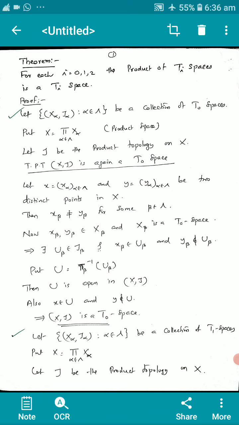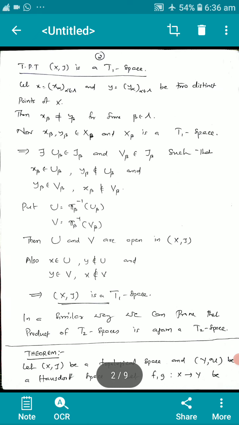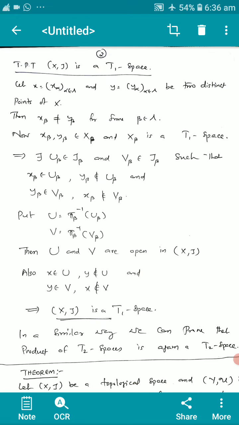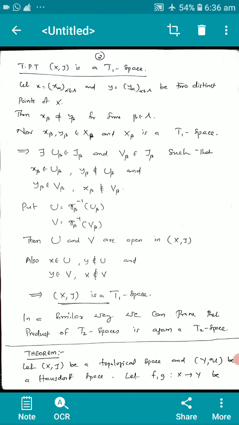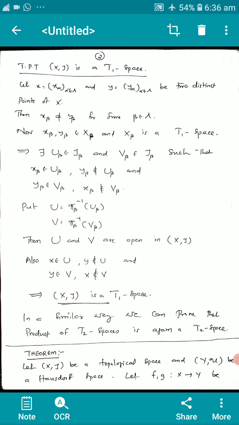In a similar way, we can take the second case. Let X alpha, alpha in the index set, be a collection of T1 spaces. Put X equal to the product of X alpha, the product space. Let tau be the product topology on X. To prove that X is a T1 space, take two distinct points x equal to (x alpha) and y equal to (y alpha) in capital X. Then x beta is not equal to y beta for some beta in the index set.